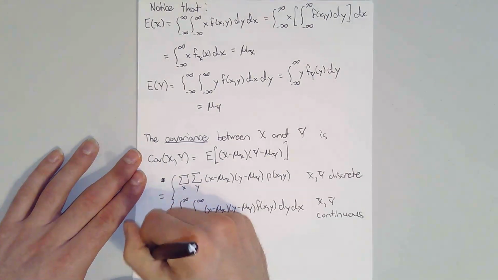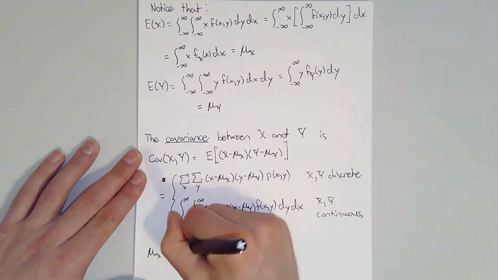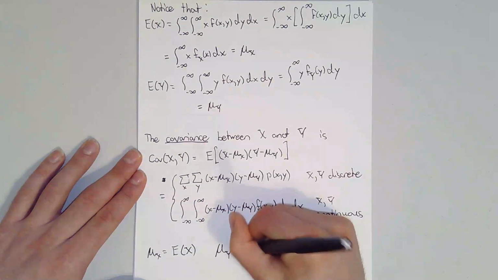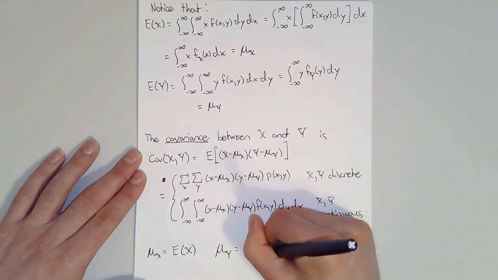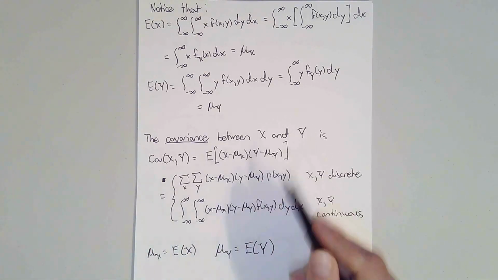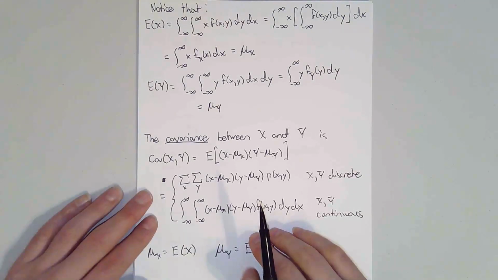Again, for emphasis, mu sub x and mu sub y are the expectations of capital X and capital Y respectively. So in the next video we'll do computations with this and results with the covariance. But to conclude this video, let's look at what covariance means.